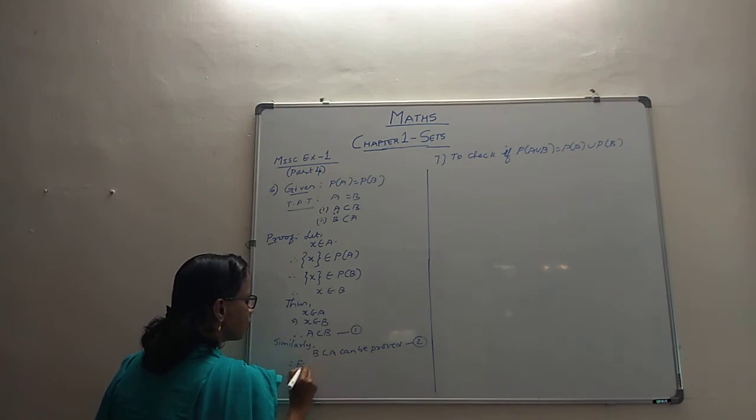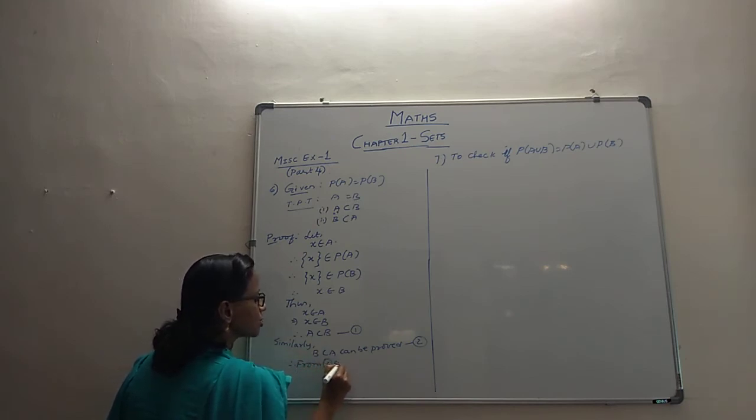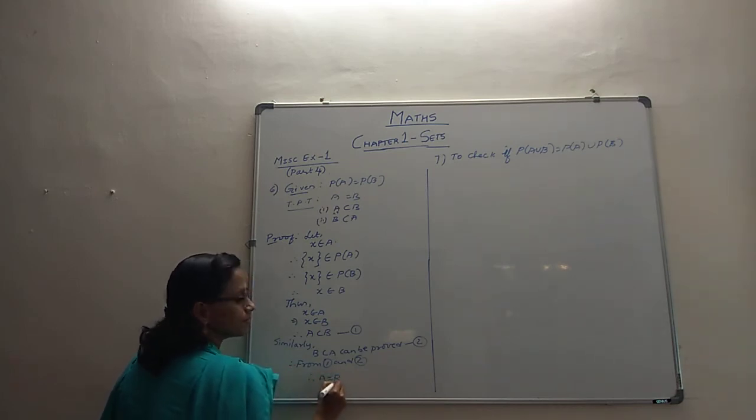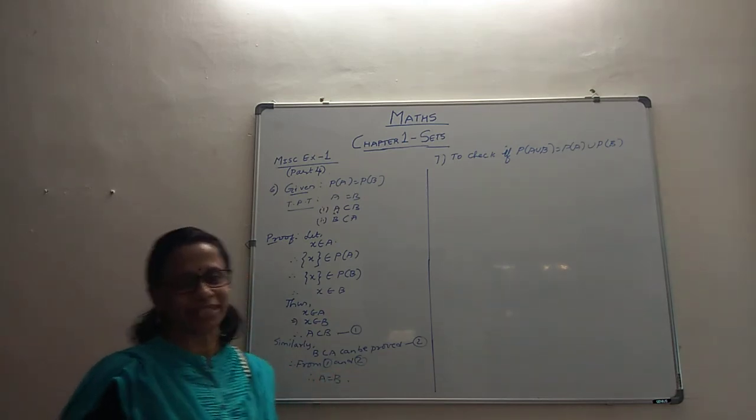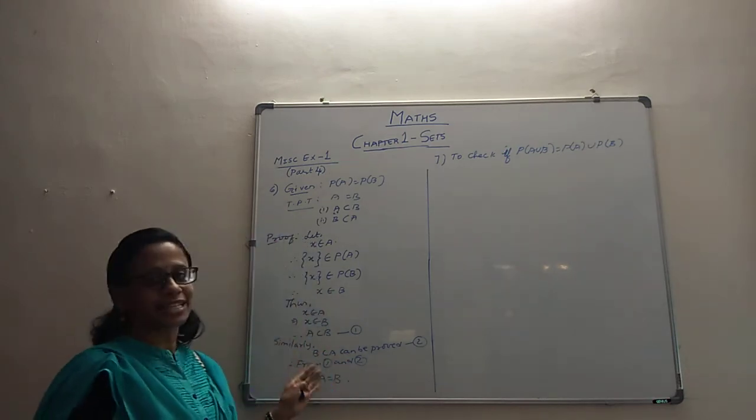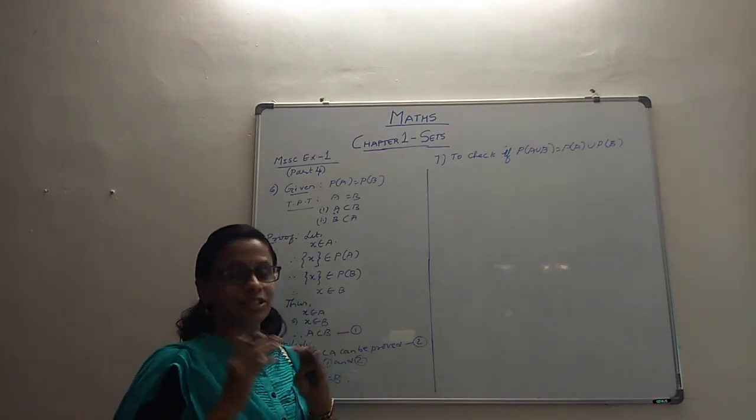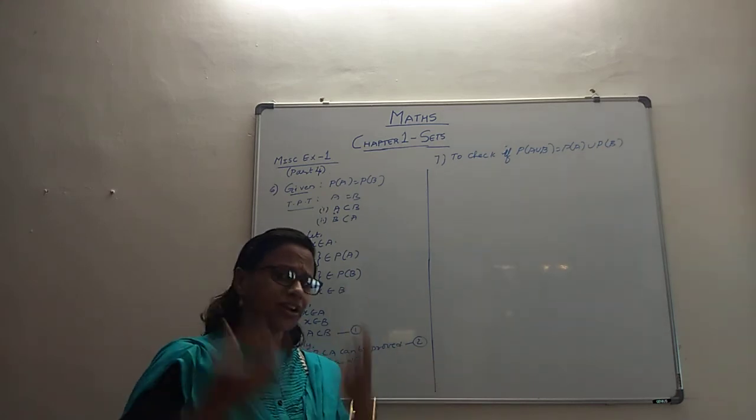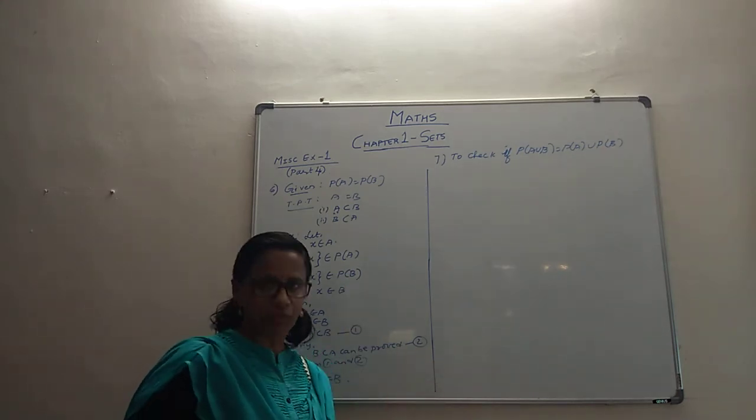So, from 1 and 2 together, we are able to get A to be equal to B. That's how we get A equal to B. This is one way of showing that two sets, whatever collections are given to us, are equal. One of the ways. There are different ways of showing collections equal. This is one of the ways.